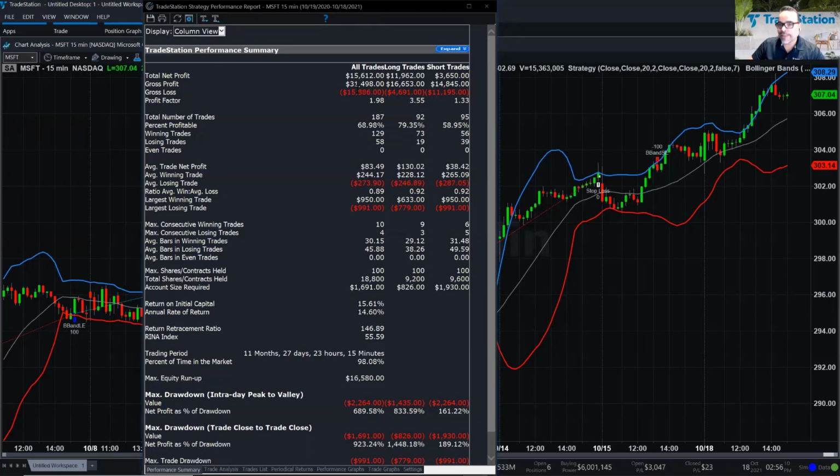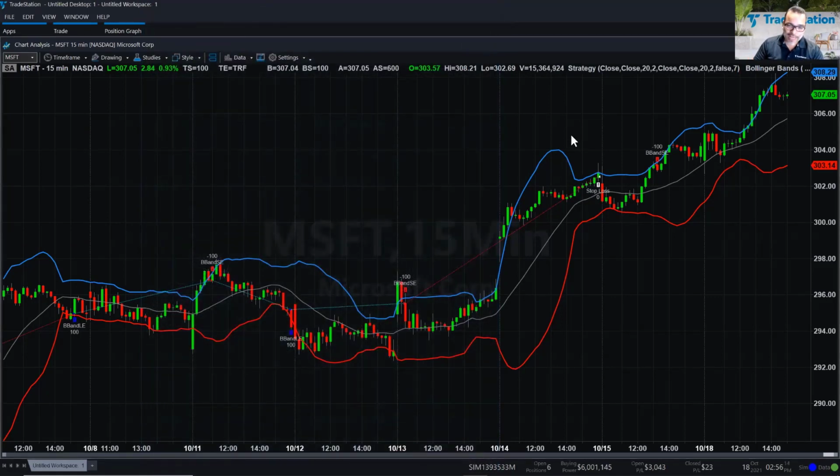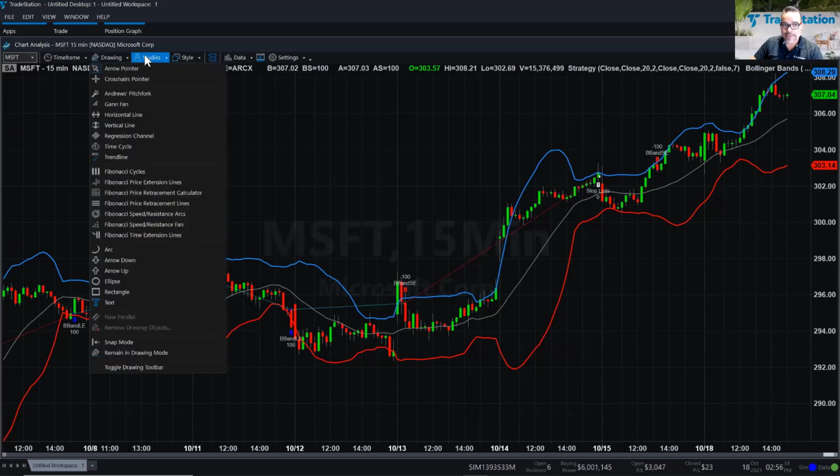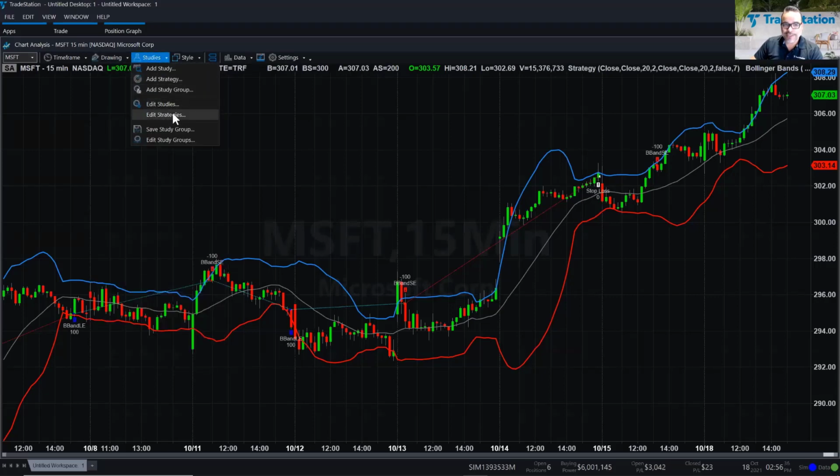Because that's the way that we want to use optimization. Now, once you have this strategy already figured out, you've backtested it, and you put in your stop, the next step is to continue testing it, but on the simulator. If you're all TradeStation clients, you have access to the trading simulator. I'm logged into my simulator right now, and I can take my strategy. Let me go here to studies and edit strategies.